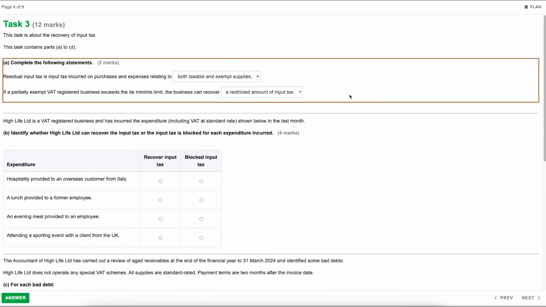So just keeping it simple, if you made 60% of your supplies that were taxable and 40% that were exempt, and you had input tax relating to something that covered both, you could therefore claim back 60% of that input tax because you made 60% standard or taxable supplies and 40% exempt. So they do it on a proportion. It's not particularly complex. I mean, it can be complex, but it doesn't have to be that complex.